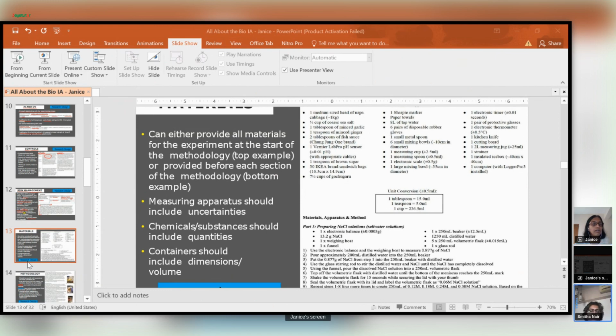Is uncertainty essential in this IA? Yes, yes, yes. IB has made it very clear that uncertainty has to be there all the time, even in biology and ESS. Earlier it was only for physics and chemistry, but now they have made it mandatory. So, least count divided by 2 is the uncertainty. That is how you count it. Now, coming to the next one.